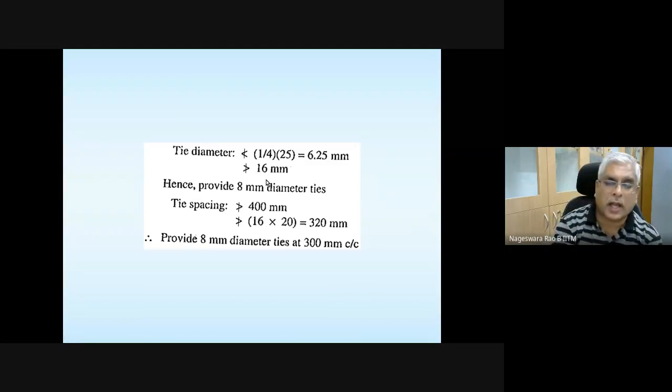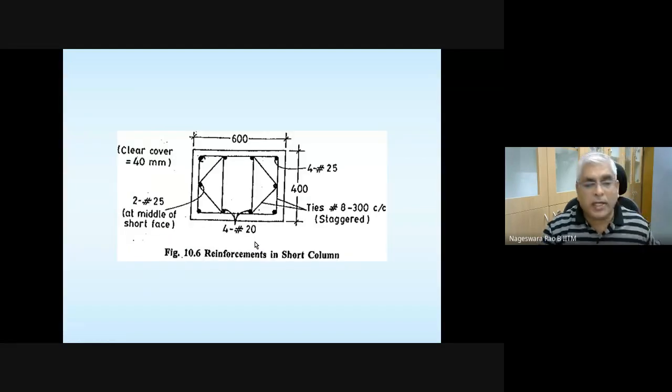Once you decide on the diameter of the bar, depending on the diameter of the longitudinal reinforcement and other things, you can decide on the spacing. So this is related to that. Okay, and finally this is the recommendation and the structural drawing. Any questions here?